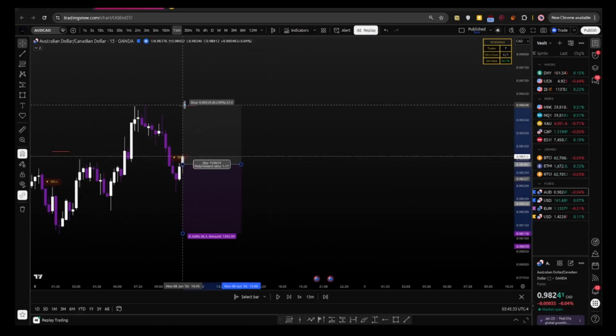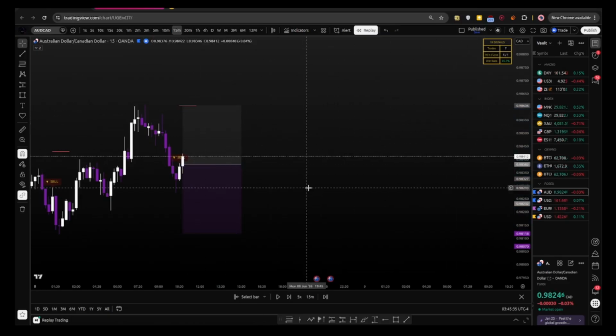Again, the issue with forex is it takes a long time. That's why I like scalps anyway. But this is my go-to CFD strategy. Let's see what happens here. Okay.